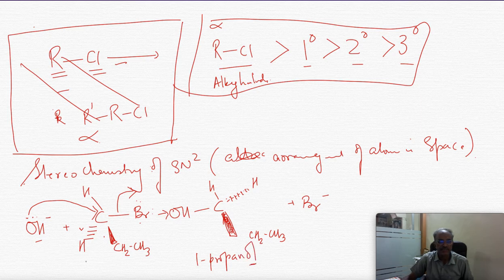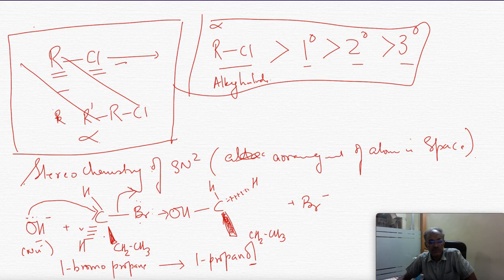And I can say this is 1-bromopropane. 1-bromopropane gets converted to 1-propanol, right? Here I can say this is a nucleophile. The nucleophile attacks from the backside, causing a change in the configuration. Configuration means arrangement of atoms. This particular atom at the back gets approximately a 180-degree shift and goes to the other side, right? We get an inverted configuration.